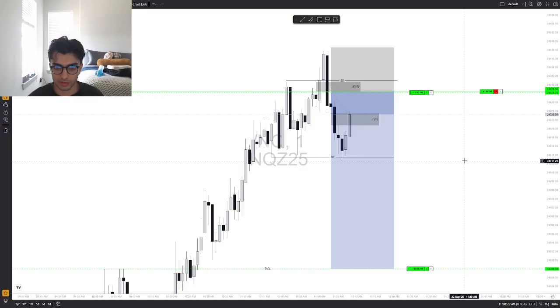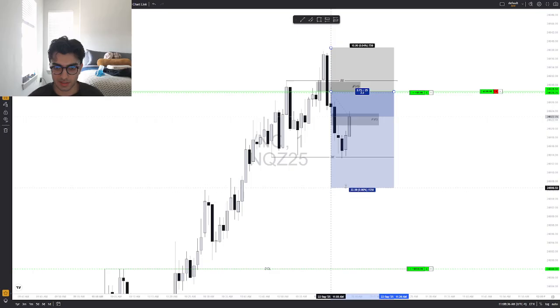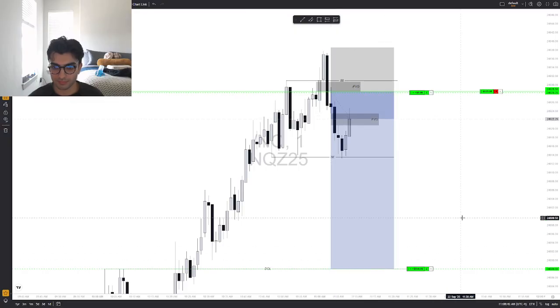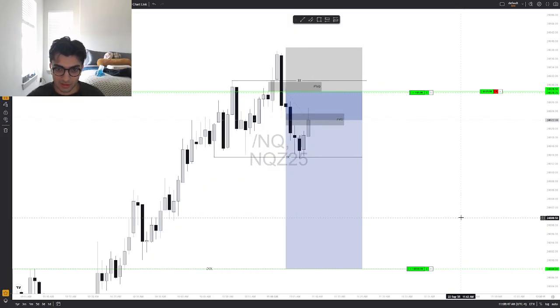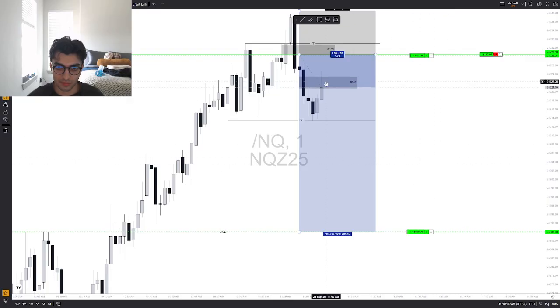So buyers are really in control here. This was a 4 RR trade, so this was a bit high. Typically, ICT says you want to have at least a 1 RR trade if you're going to be shorting all-time highs, so did not listen to that, I'm not going to lie. I do like this.